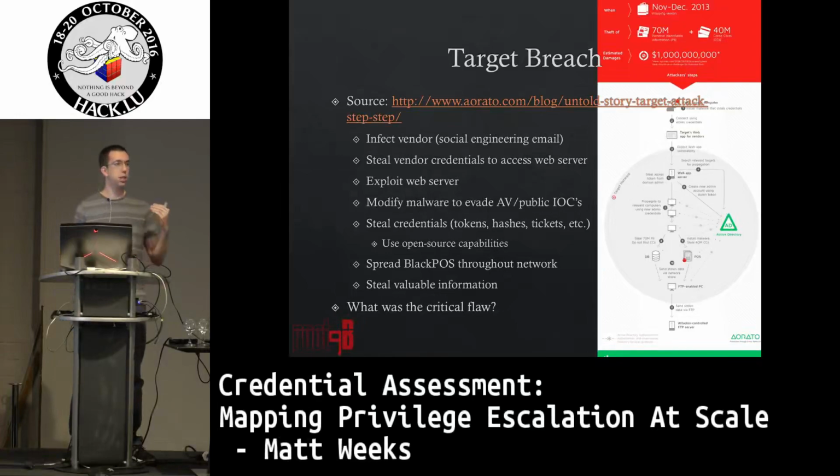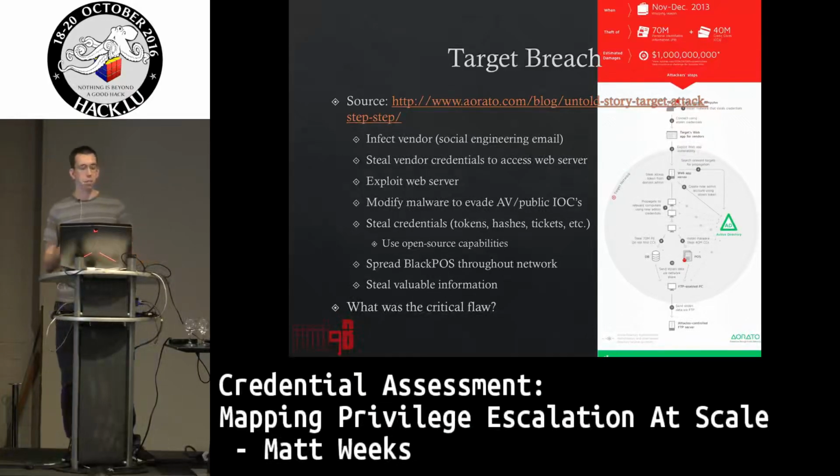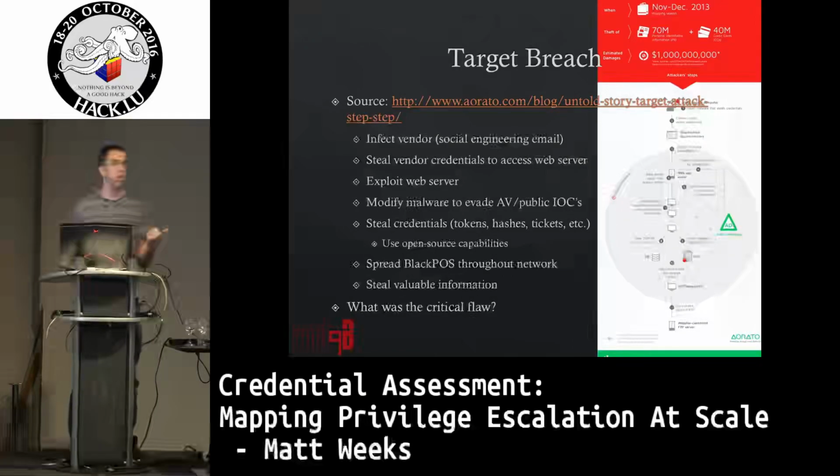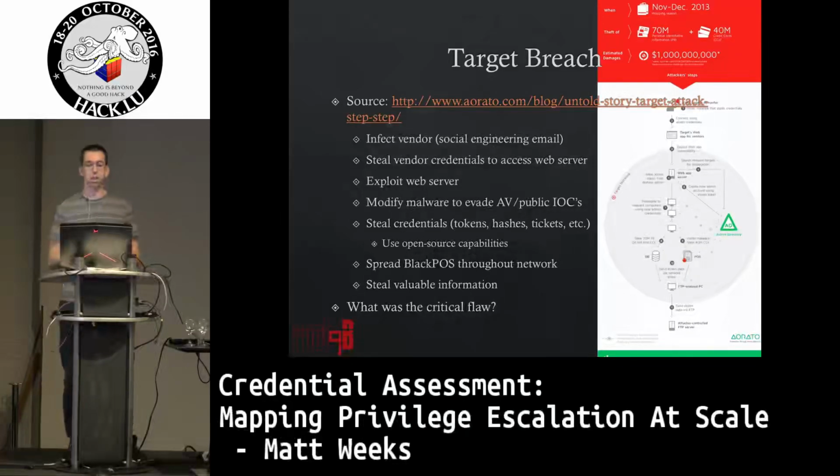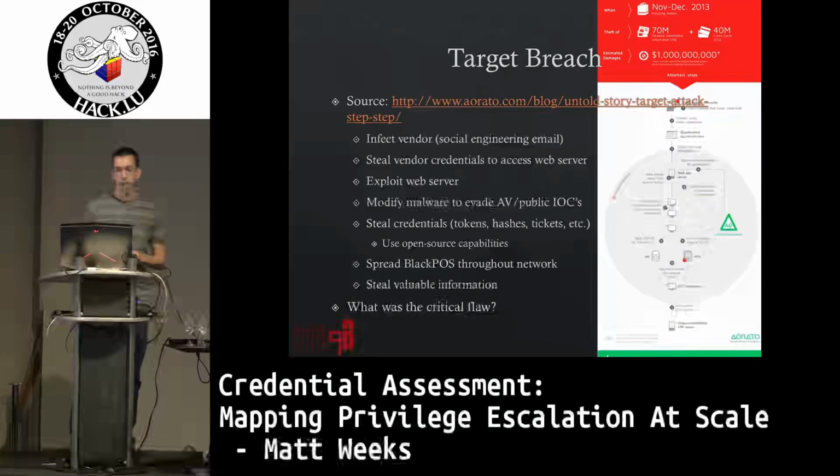And it went through each of the steps, and it broke it out into about 11 complete steps. But to summarize, the first step was the attackers were able to compromise a vendor, probably by using a social engineering email. Something like, here, open this macro, here, download this executable, open this executable in a zip file, something like that. They compromised a heating, ventilation, and air conditioning vendor.